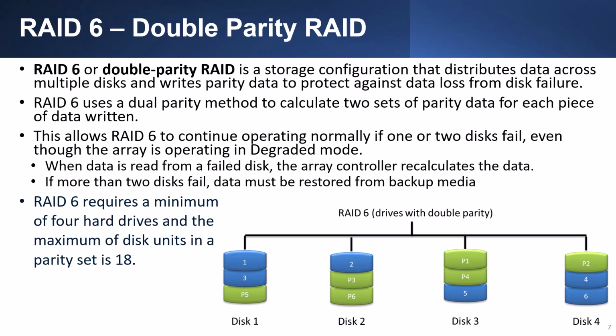If more than 2 disks fail, data must be restored from backup media. RAID 6 requires a minimum of 4 hard drives, and the maximum number of disk units in a parity set is 18.